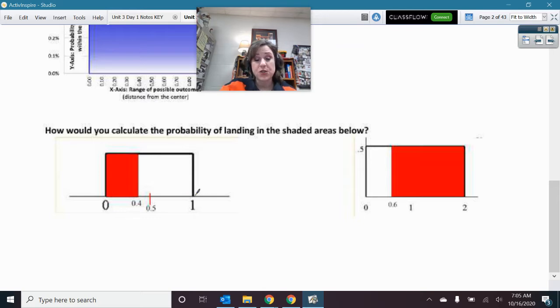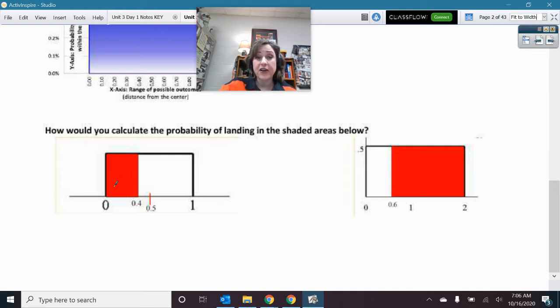So if this width is 1, then the height has to be 1. Kind of doesn't look like it. I wish I would have redrawn this picture to make it a square. Okay, so what's the probability of getting something in the red area? Well, we're going to calculate that.